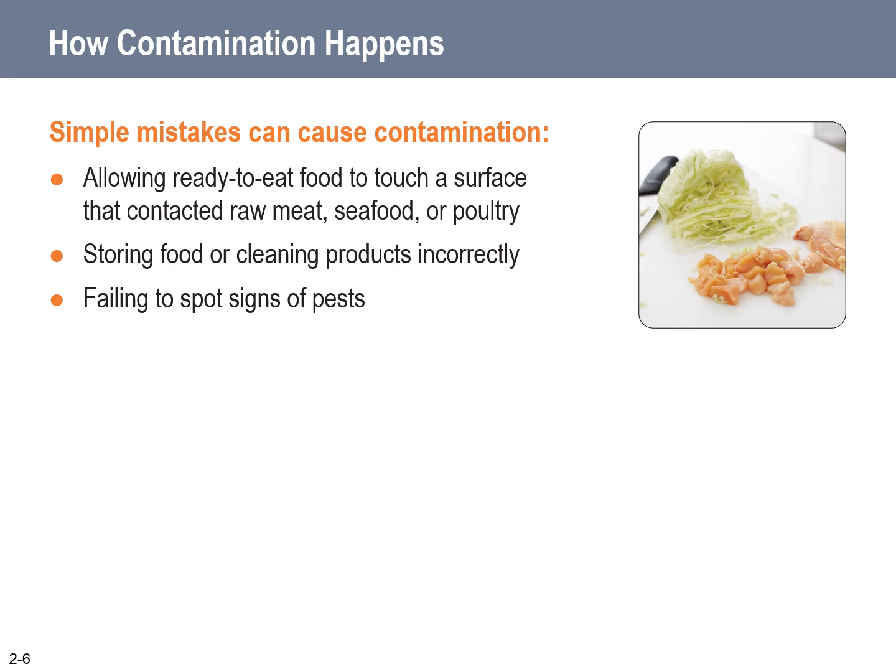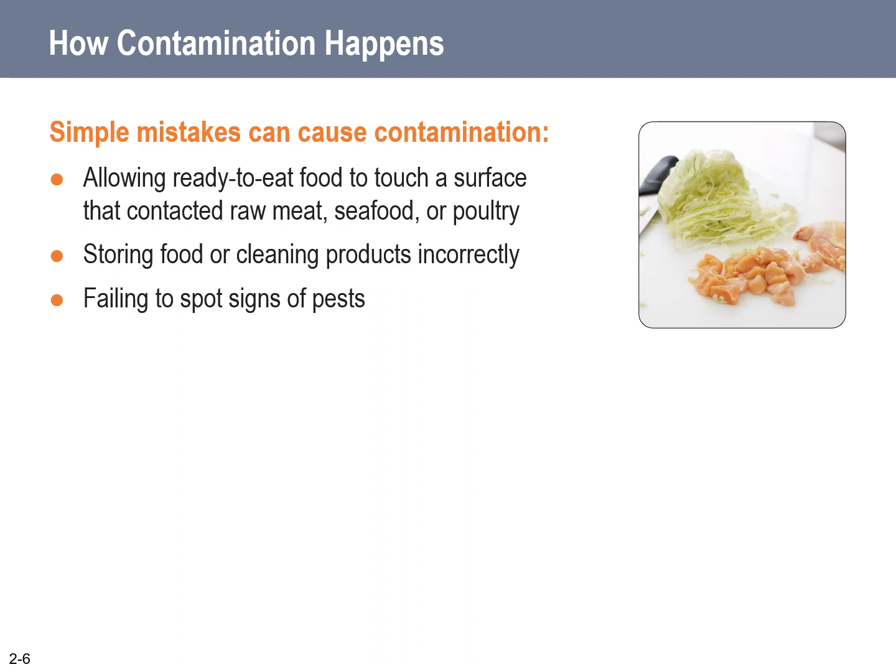So simple mistakes can cause contamination, very, very simple mistakes. For example, allowing ready-to-eat food to touch a surface that contained or contacted raw meat, poultry, or seafood. As you can see in this picture, you have lettuce, which is classified as a ready-to-eat food because you don't cook lettuce. And then you have raw chicken on the same cutting board with the same knife. Raw chicken can contain non-typhoidal salmonella, otherwise known as chicken salmonella, and it can get that lettuce contaminated.